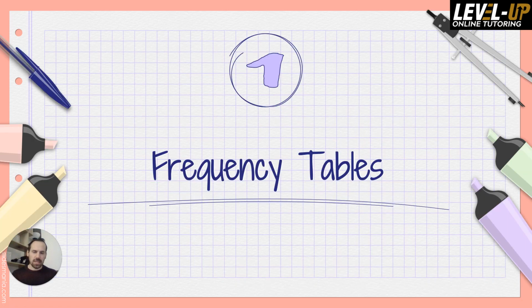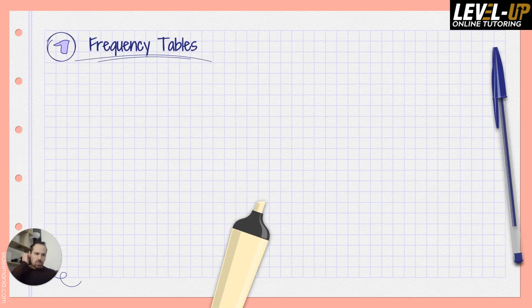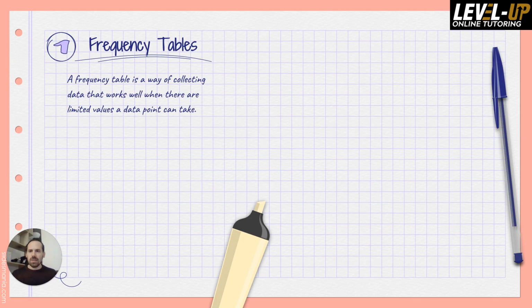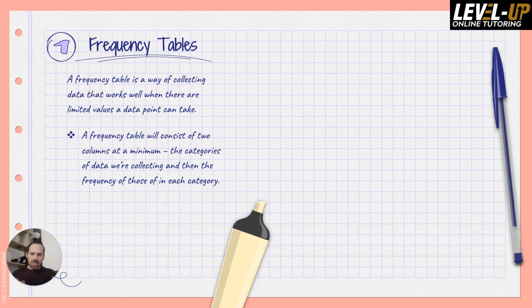A frequency table is a way of collecting data that works well when we have a limited number of values. If we're taking a large number of data points, you're going to get a lot of repeat data. So we collect it together into a table of the different categories. We have two columns at a minimum in our table: the categories of data that we're collecting, and then the frequency in each of those categories.